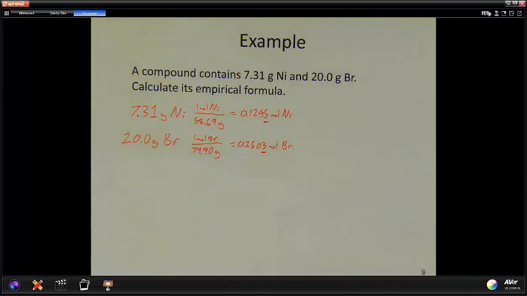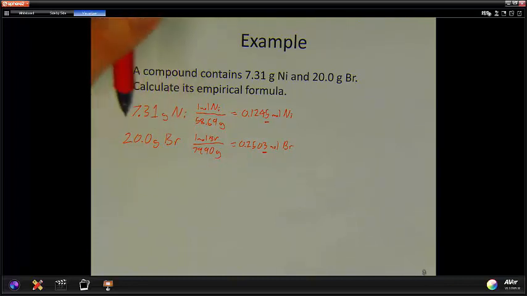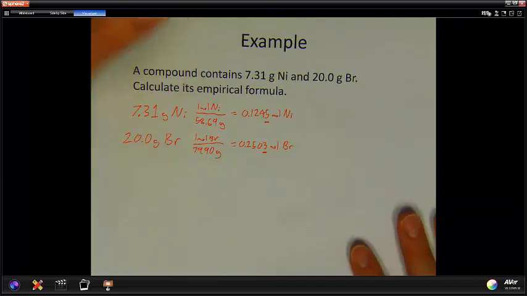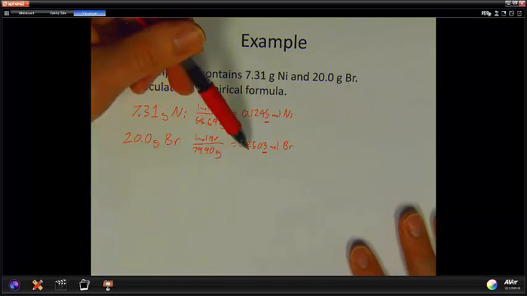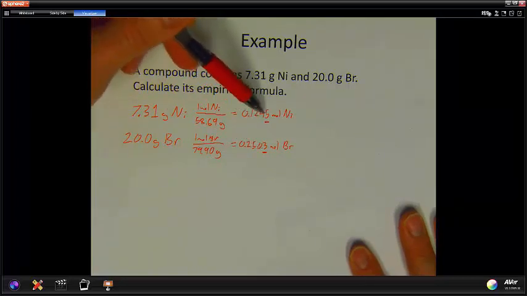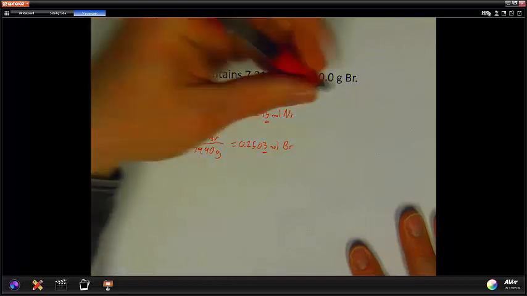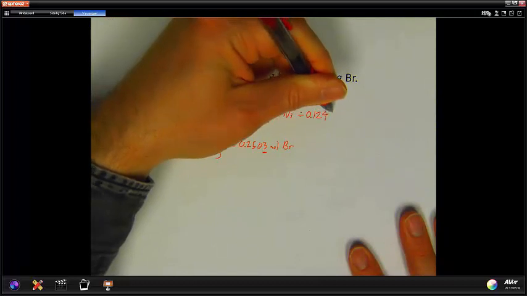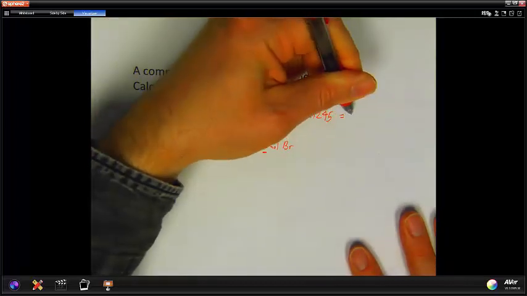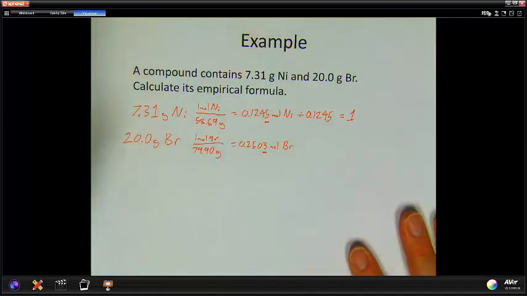So then our next step is to divide by the smallest one. So we have 2 numbers, 0.1245 and 0.2503. The 0.1245 is the smallest of these 2, so we divide by that. So I'm going to show that here. And this one is just by definition going to be 1. It has to be 1 because we're dividing by itself. This one we would check on our calculators and we get 2.01.